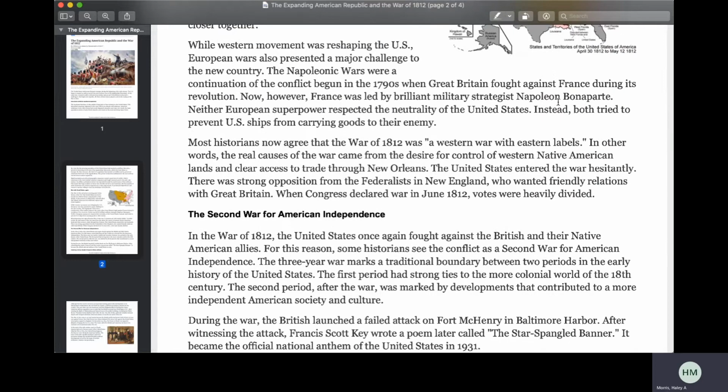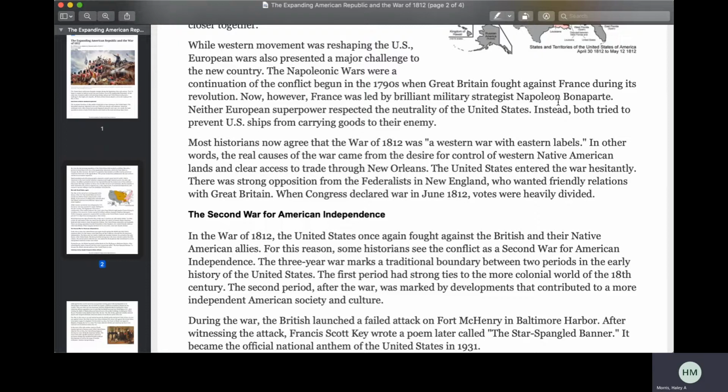While Western movement was reshaping the U.S., European wars also presented a major challenge to the new country. The Napoleonic Wars were a continuation of the conflict begun in the 1790s when Great Britain fought against France during its revolution. Now, however, France was led by brilliant military strategist Napoleon Bonaparte. Neither European superpower respected the neutrality of the United States. Instead, both tried to prevent U.S. ships from carrying goods to their enemy.